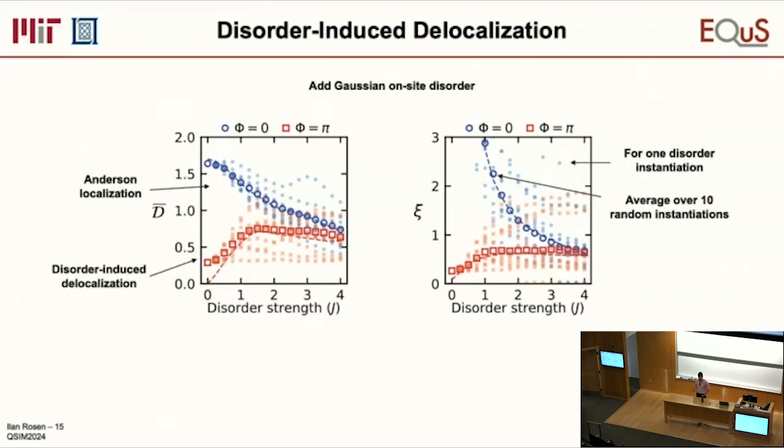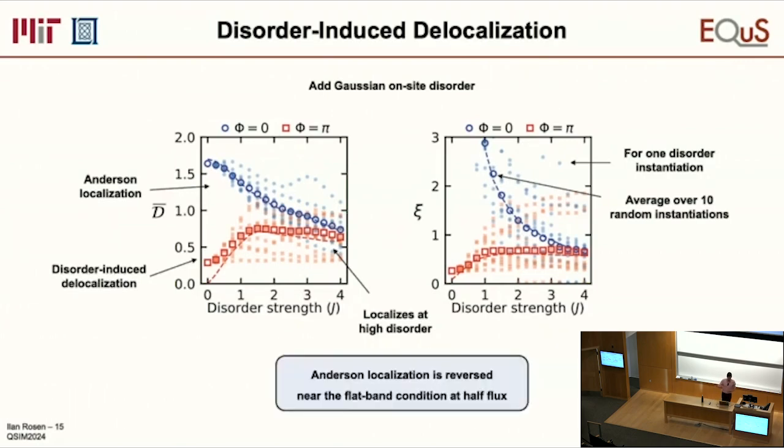Which is really bizarre. As we turn on the disorder, we're actually destroying this flat band localization, and we're allowing the particle to propagate with increasing disorder. And that works for a while. Eventually, Anderson localization takes back over at really high disorder strengths. But this is really cool physics.